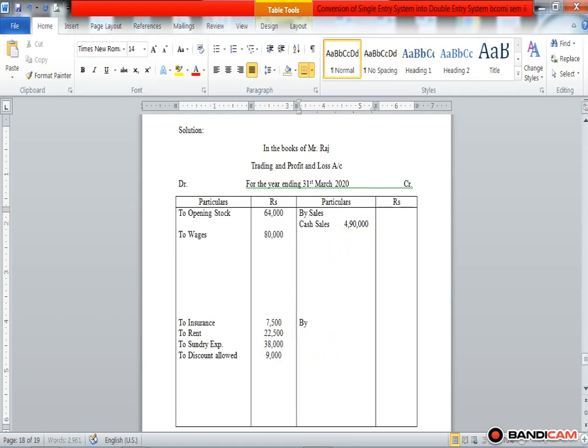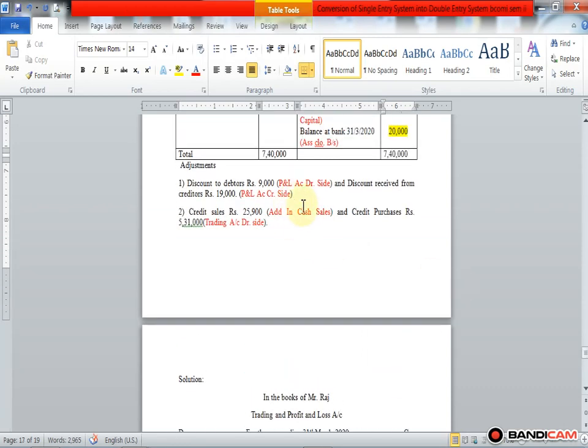discount received is our gain, by discount received amounted to rupees 19,000. Okay, so we posted the first adjustment.